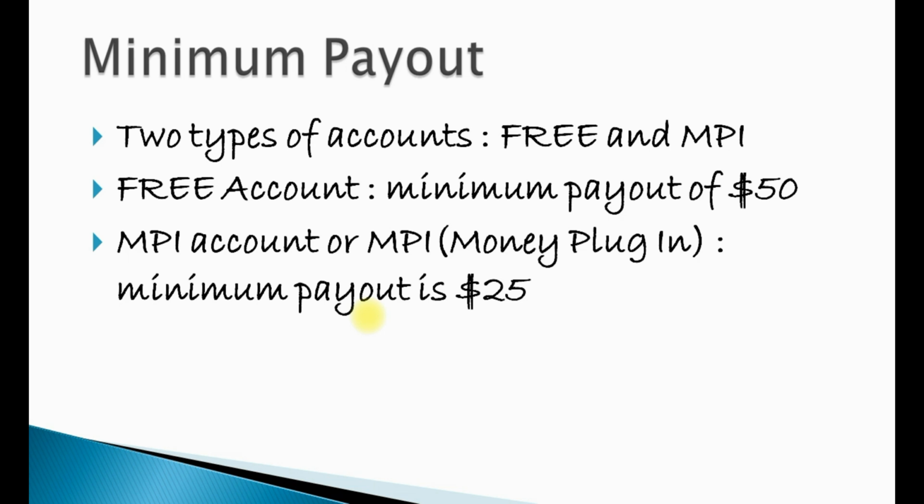Now let's talk about the minimum payout. There are two types of accounts. Free account has a minimum payout of $50. It means when your earnings reach $50, you can request a withdrawal to your PayPal or Wise account. And there's the paid account or MPI, money plug in, which I personally have this type of account and you can buy it later if you want, and it's a one-time payment of $20. For this type of account, the minimum payout is $25. It means that when your earnings reach $25, you can request a payment.